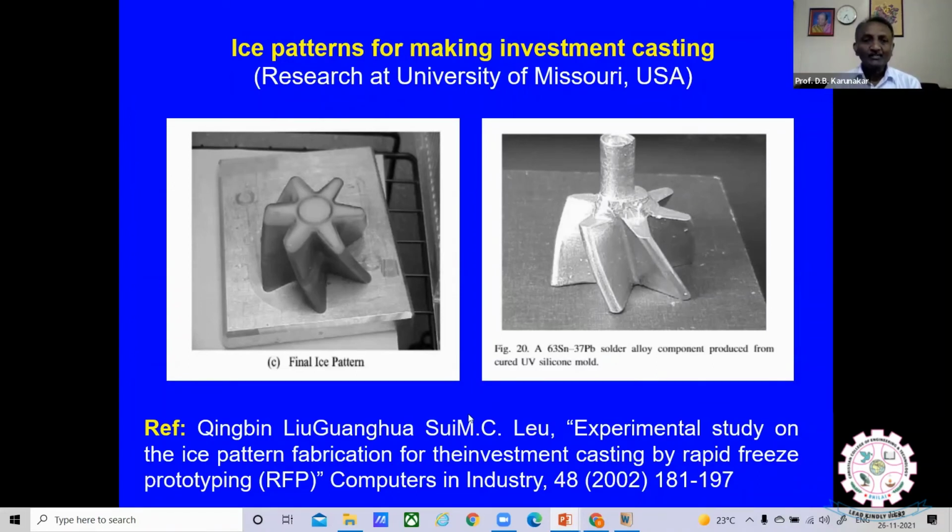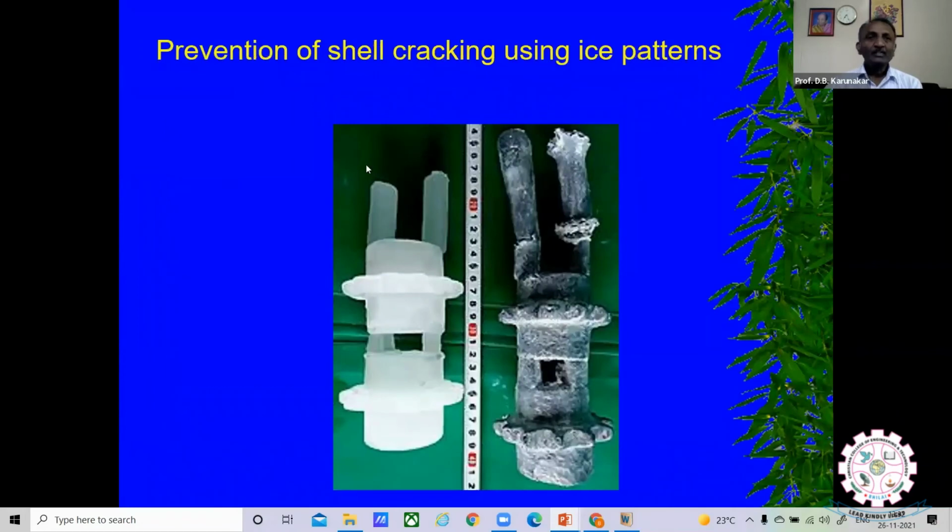So this research was done in the year 2002 by a USA team. This paper was published, and more countries are adopting this technique. One thing is they need a chill temperature. They need a working environment, maybe minus 5 degrees centigrade. That is good enough. Now these are the ice patterns done by other investigators.